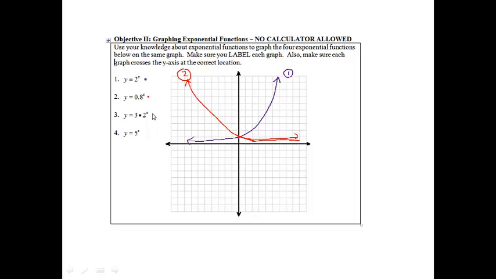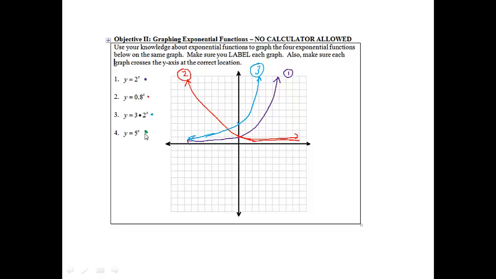Right, question 3. I'm going to make this one blue. I have 3 times 2 to the x, which means it's still exponential, but I'm going to start up at 3. And then the growth rate is 2, which is the exact same as 1. So we're going to go ahead, we're going to let it grow, and I'm going to try to let it grow the same as number 1. So it'll look something like that.